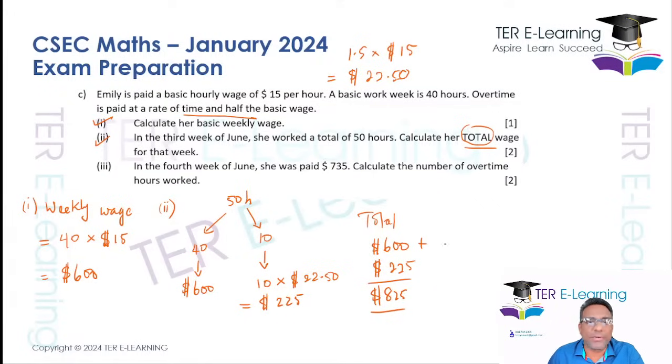Great. Now, the next part here. In the 4th week of June, she's paid $735, and we want to calculate how many overtime hours she worked. Let me get a blank slide here. One sec.